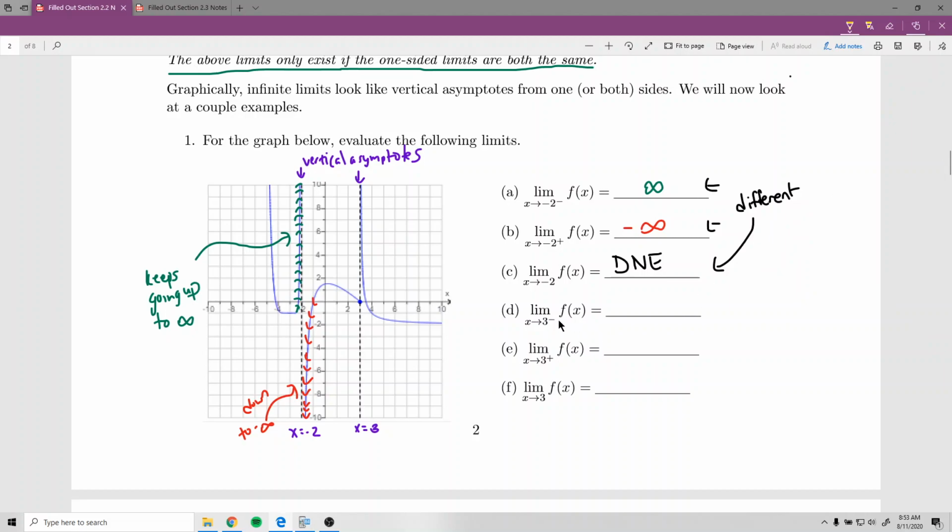All right, so the last three parts are about 3. We're at part D here. We want to look at the limit as x goes to 3 from the left. We're looking at this vertical asymptote, and we're going towards this vertical asymptote from the left. And you see we're going straight to this point. Even though it's on a vertical asymptote, we're going towards this point here. And the y value is 0. Right? Just because there's a vertical asymptote doesn't mean it has to be infinity or negative infinity. It's just that if it's riding alongside it, then we have to assume it's going all the way up or down.